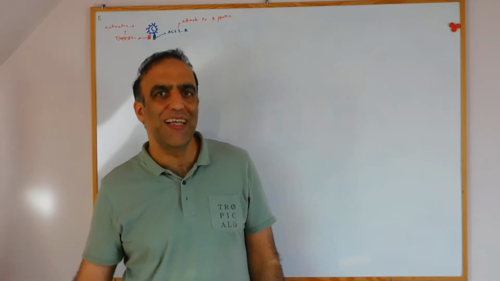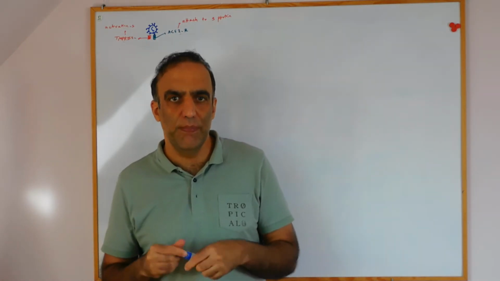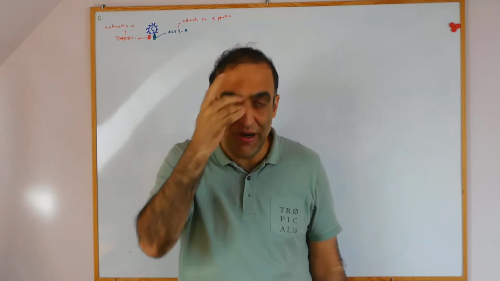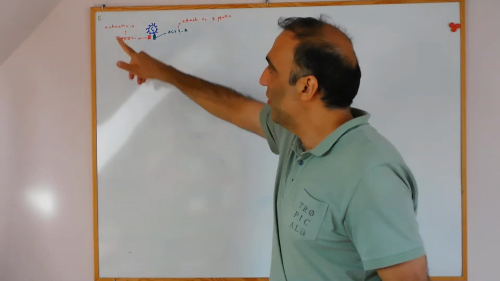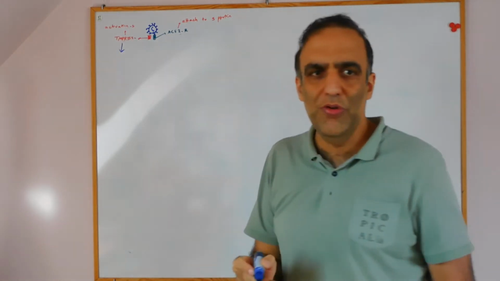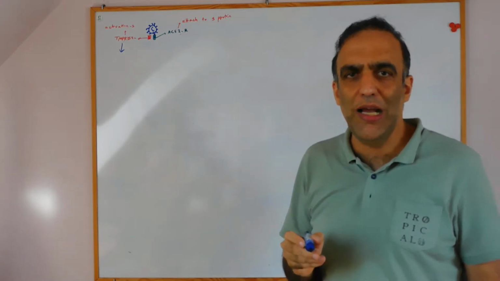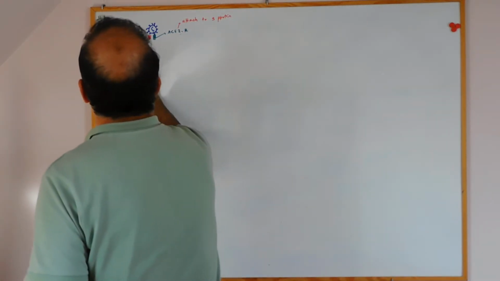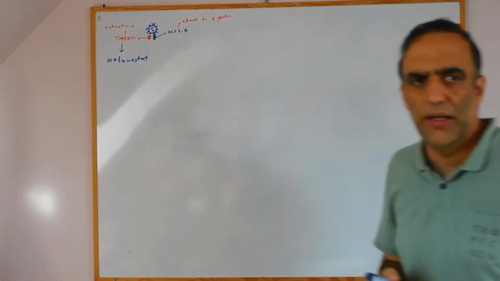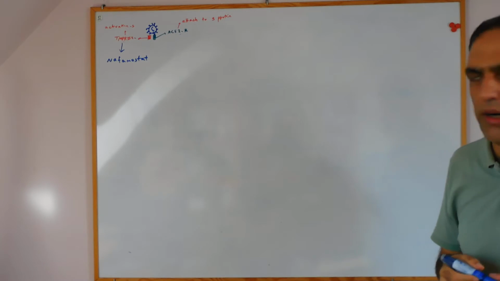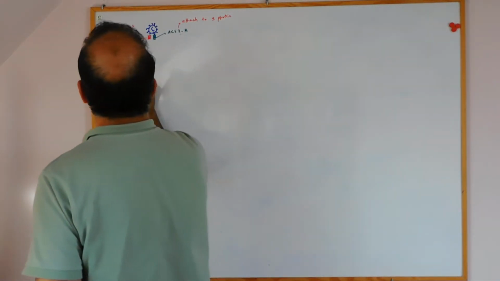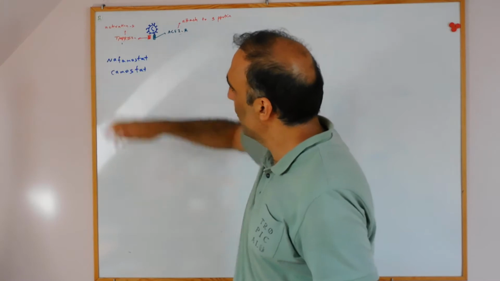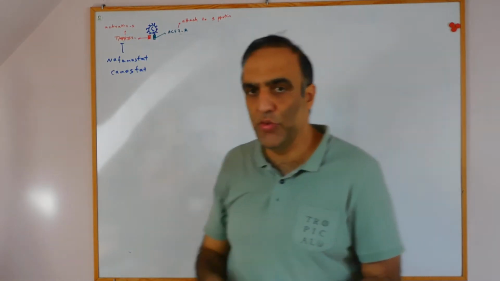If we cannot activate this part, we cannot prevent the virus from going inside the cell. Now I want to show how we can block this enzyme. To block this enzyme, we can use two types of medicine: Nafamostat and Camostat. These two medicines can block TMPRSS2. It's very important.